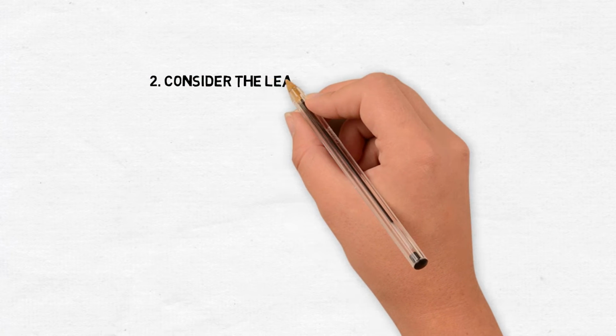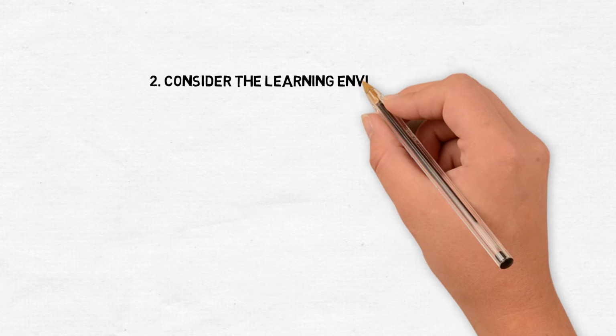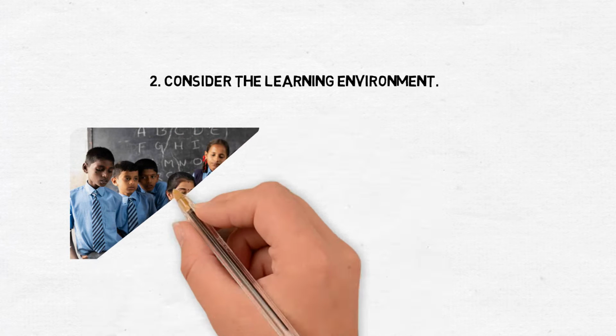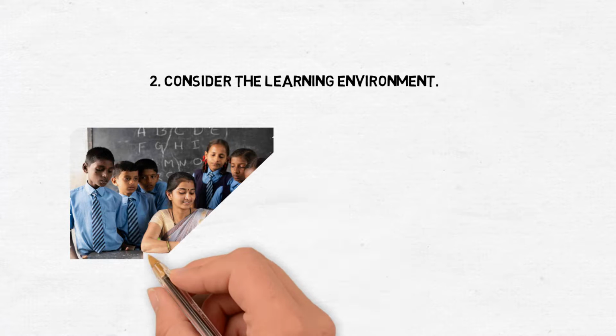Consider the learning environment. Sensory sensitivity is something that a lot of children with autism deal with. This could make them have very strong reactions to either positive or negative sensory stimulation. So, one simple and helpful thing you can do is make the classroom less overwhelming for them.